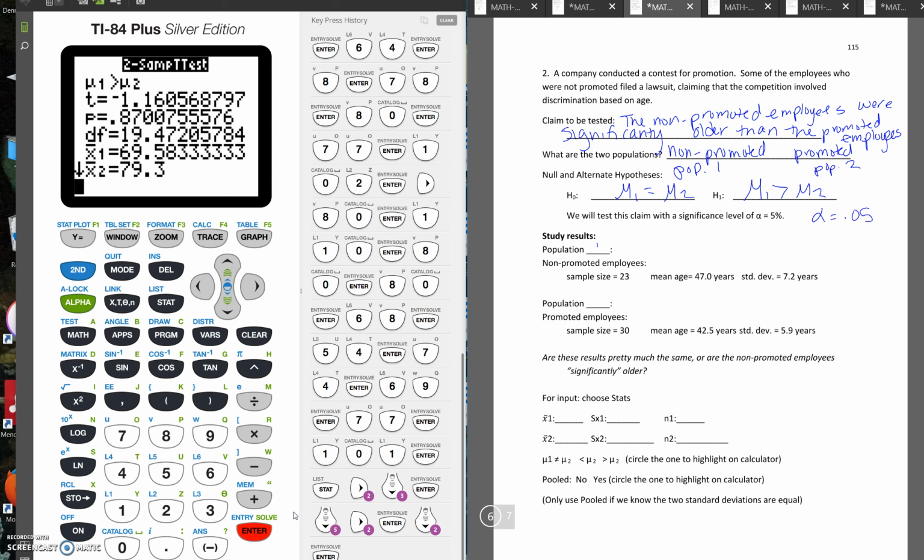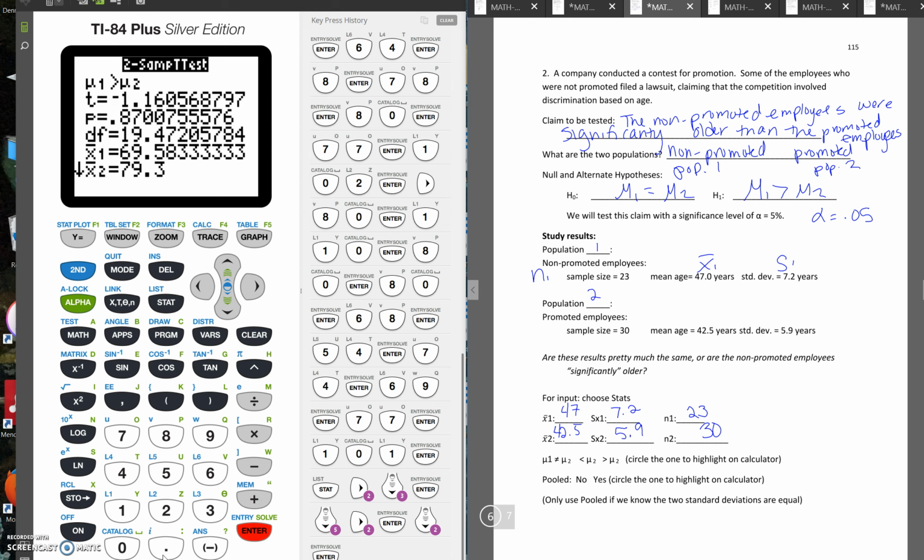Our population 1 are the non-promoted employees, so the sample size n1 is 23. The average age, x bar 1, is 47, and the standard deviation s1 is 7.2. Population 2, the promoted employees: our sample size n is 30, our mean age x bar is 42.5, and the standard deviation is 5.9.